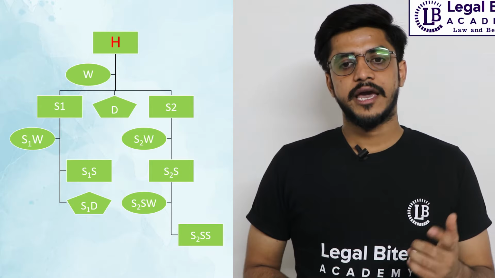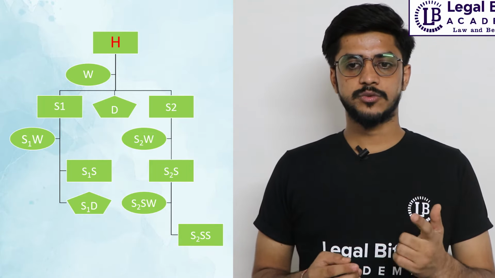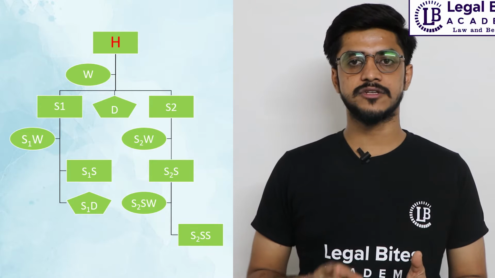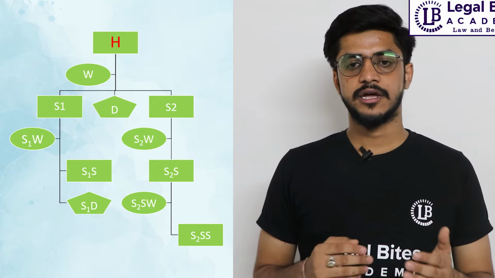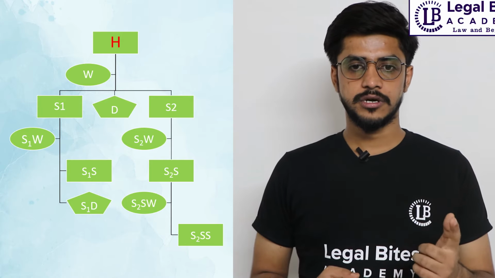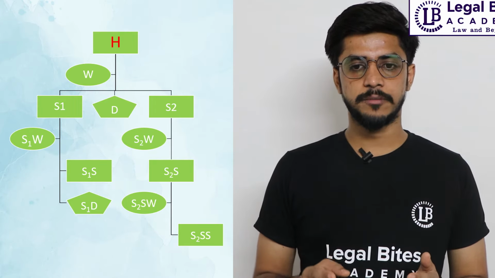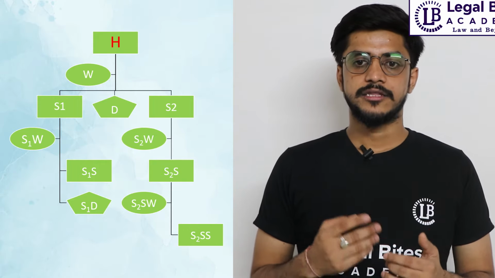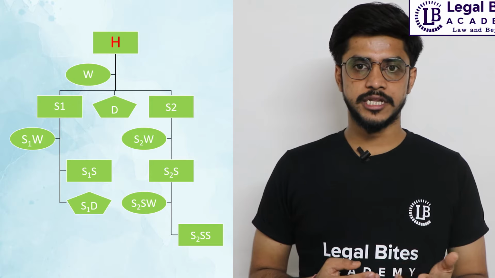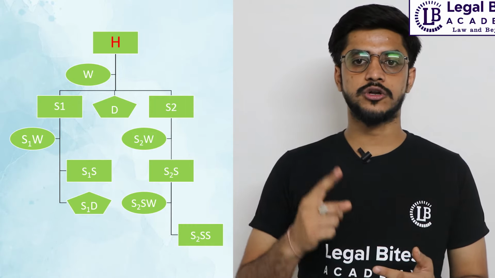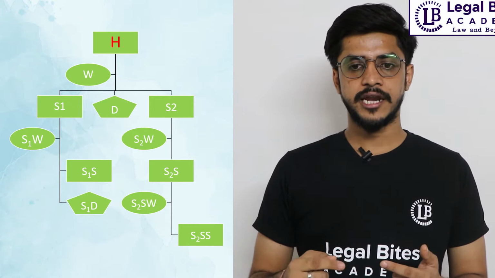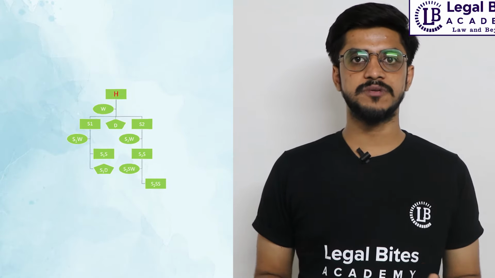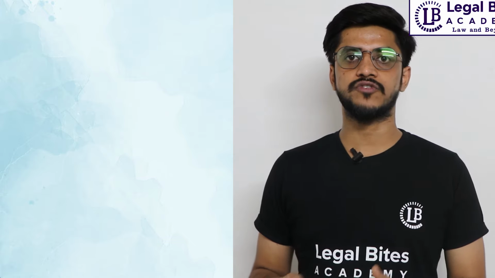Here, S1, S2, S1S, S2S, S2SS are the lineal male descendants of the common male ancestor H, and they have their wives W, S1W, S2W and S2SW. They have 2 unmarried daughters here in the family, D who is a daughter of common male ancestor H and S1D who is a daughter of S1. So all these people together constitute a joint Hindu family.